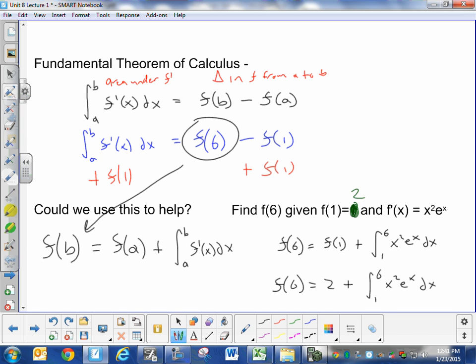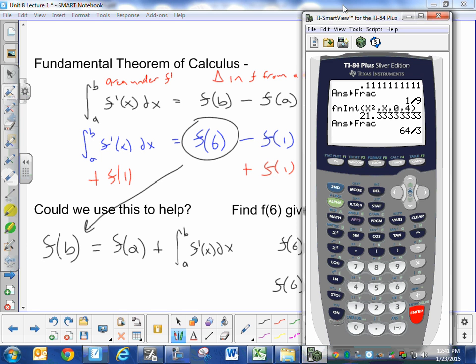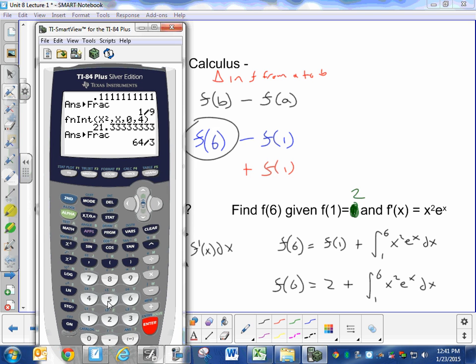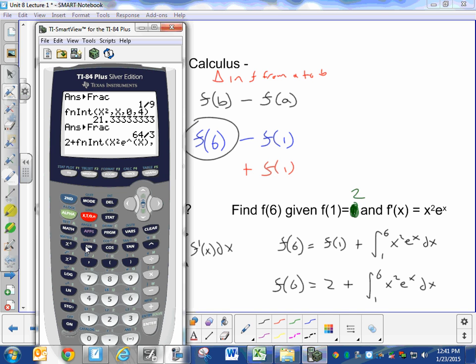Okay, so I just go plus math 9, FNINT x squared e to the x with respect to x from 1 to 6 is 10488.430.